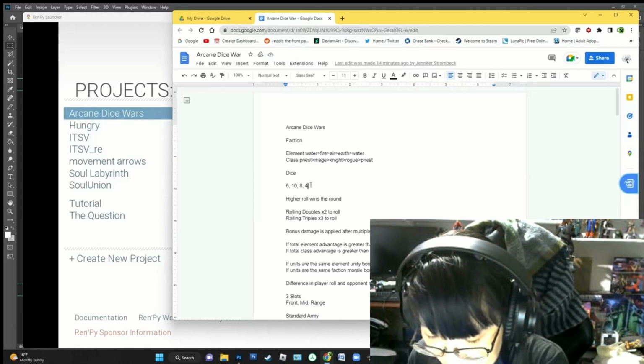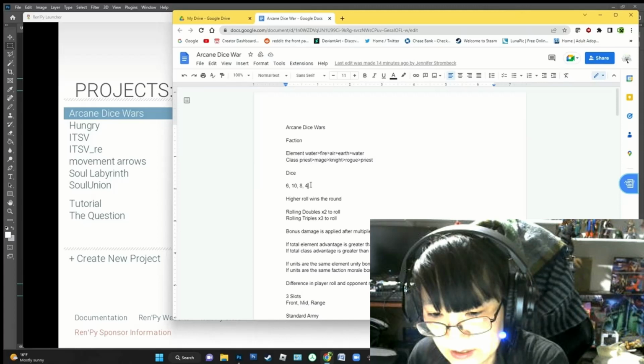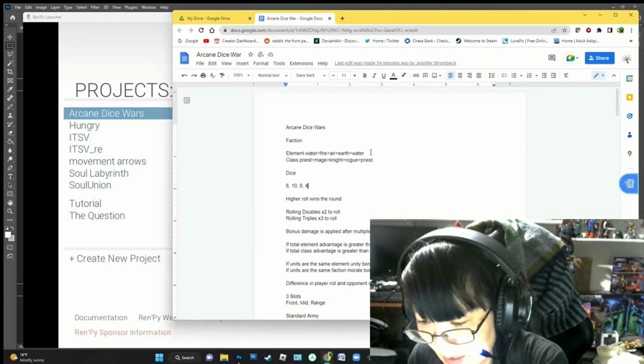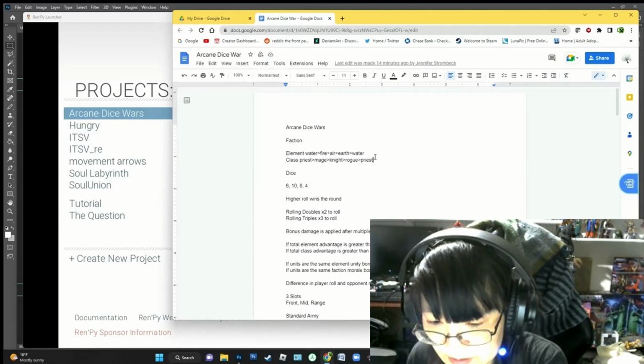And I know I've spoken about it in the past that working on this side game for Arcane Dice Wars has kind of taught me a lot that I wanted to go back and change with the original Arcane Dice Wars.